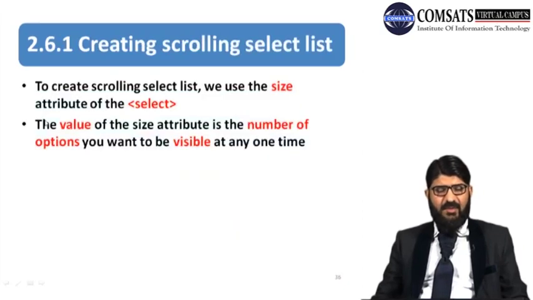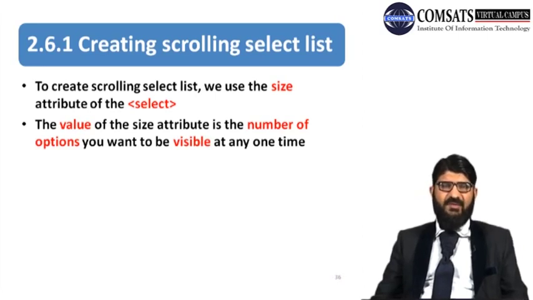So moving onward, how to create scrolling in the list. For creating scrolling inside the list, if we have a larger number of choices for a list that do not appear easily on a screen, we provide scrolling. We use the size attribute for the list. The value of the size attribute depends on the number of options you want to make available at one time to the user.